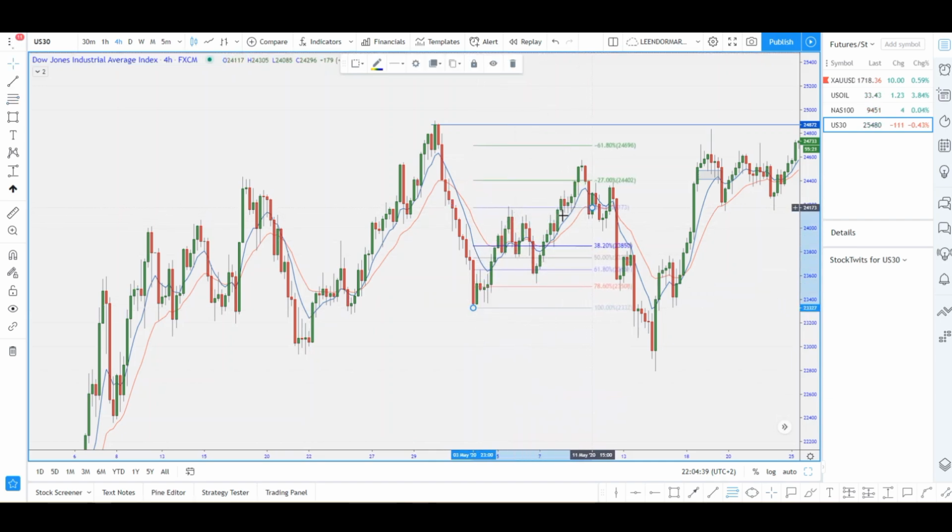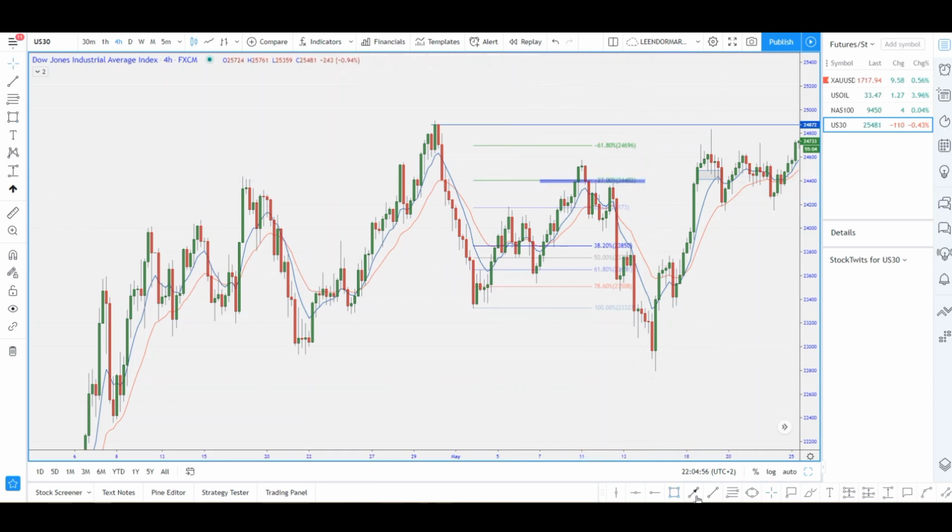So that's A, B. Look at how that C extension was at that negative 61. So negative 61 for the C to the D leg. So you would have gotten entries over here to that negative 27. So negative 27 would have been your target. This was a clean move.